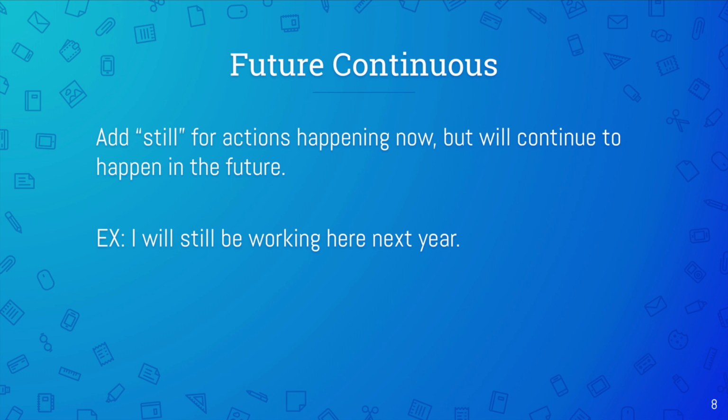You can pair the word still with the future continuous tense for actions that are happening now in the present, but will continue to happen in the future. For example, I will still be working here next year.